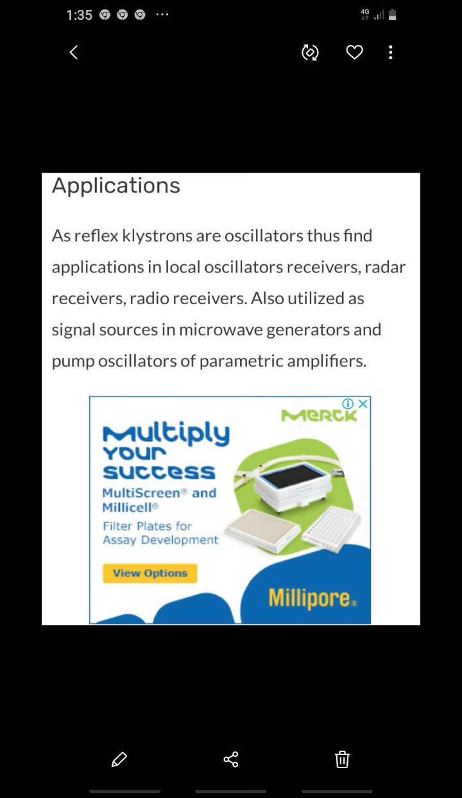So mainly reflex klystrons are widely used in radar receivers, as local oscillators in microwave receivers, as a signal source in a microwave generator, and as a pump oscillator in parametric amplifiers. These are the different applications of the reflex klystrons.